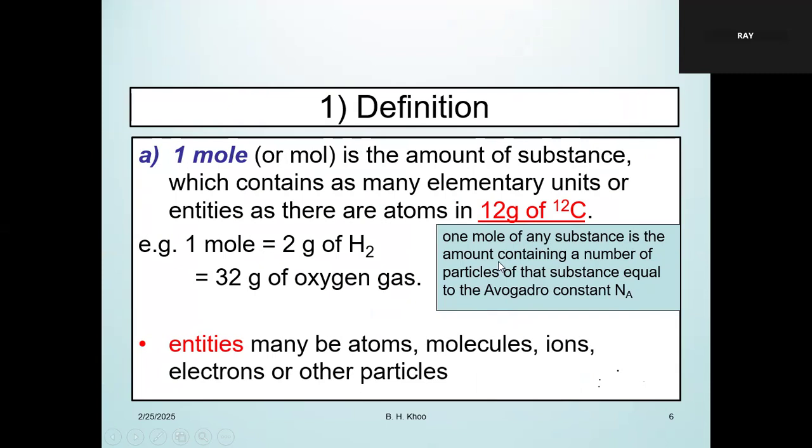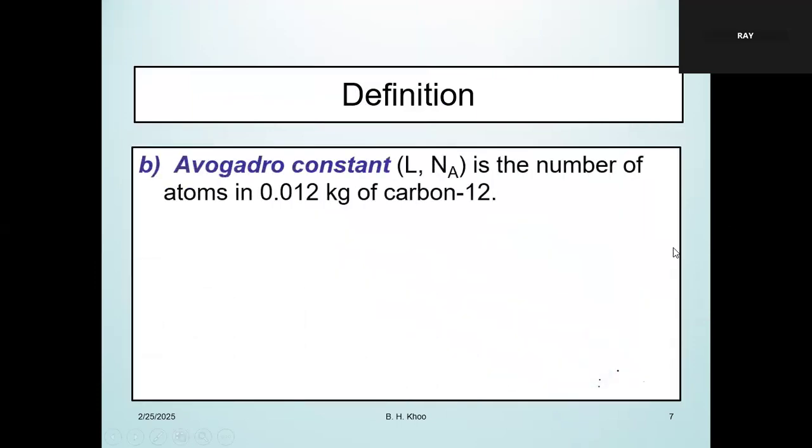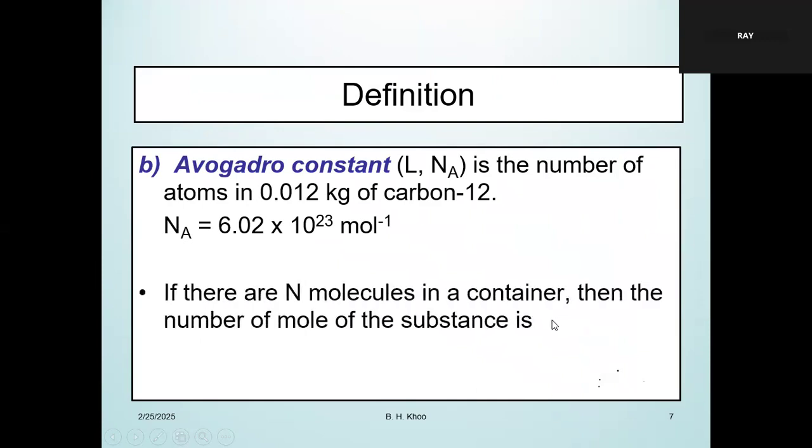1 mole of any substance is the amount containing a number of particles of that substance equal to Avogadro's constant, or atoms in 12 grams of carbon 12. Can follow the syllabus, because they will mark it according to syllabus. Avogadro's constant is the number of atoms in 0.012 kilogram of carbon 12. This one is given in the data sheet. If there are n molecules in a container, then the number of mole is just the formula, n divided by Na.